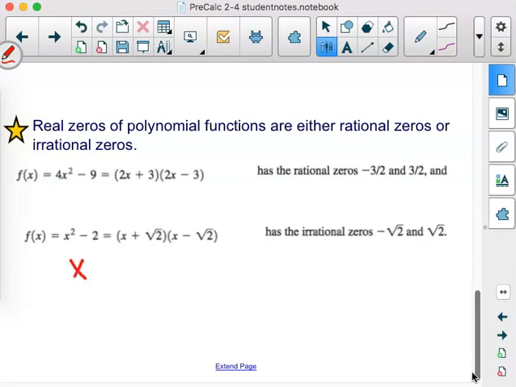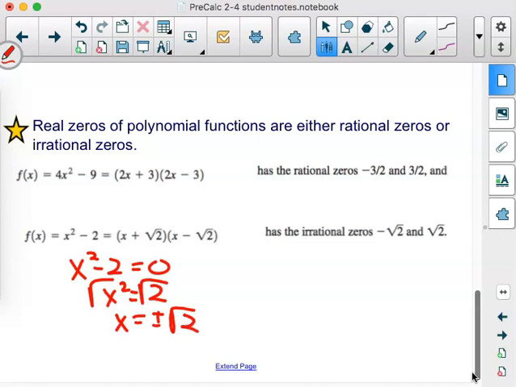So what we would do is set it equal to 0 and solve it. So we would add 2 to both sides, and then we'd take the square root of both sides. Now, we don't usually say, okay, now I'm going to write it in its factored form, which would be x plus the square root of 2 and x minus the square root of 2. But we could. And the square root of 2 is irrational.